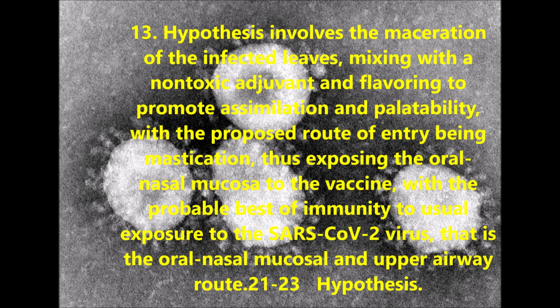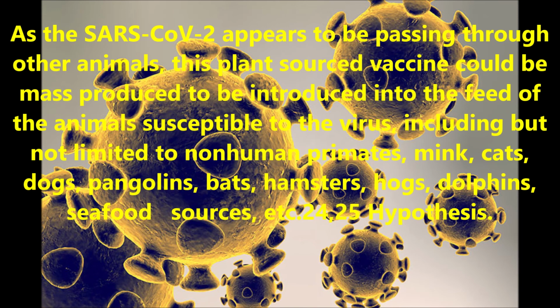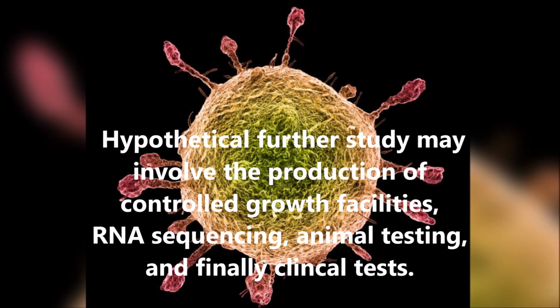The next hypothesis involved the maceration of the infected leaves from the maple leaf, mixing with a non-toxic adjuvant and flavoring to promote assimilation and palatability, with the proposed route of entry being orally, as the SARS-CoV-2 appears to be passing through other animals. This plant source vaccine could be mass-produced to be introduced into the feed of the animals susceptible to the virus, including, but not limited to, non-human primates, minks, cats, etc.